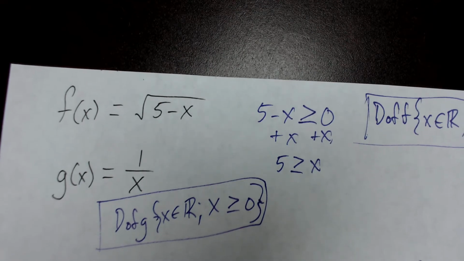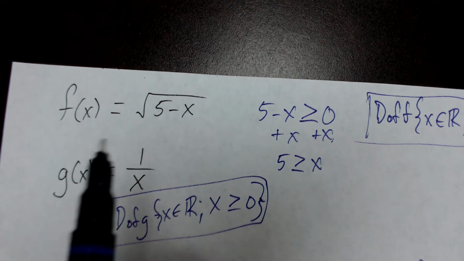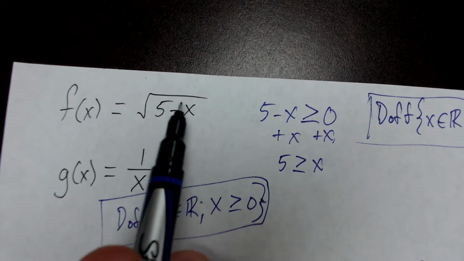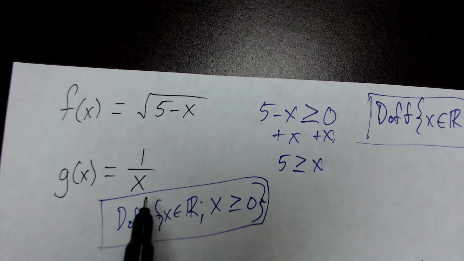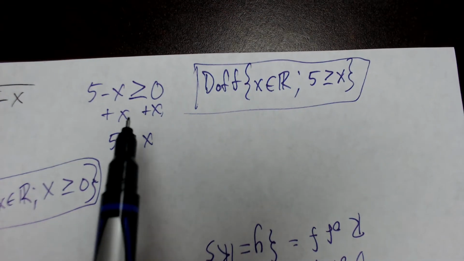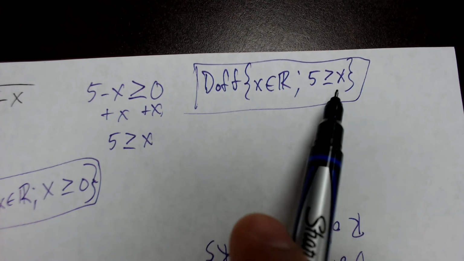So when it comes to solving the domain of these functions, all you have to do is take the radical or the denominator, set it as an inequality equal to 0, solve that inequality, and that becomes your domain.